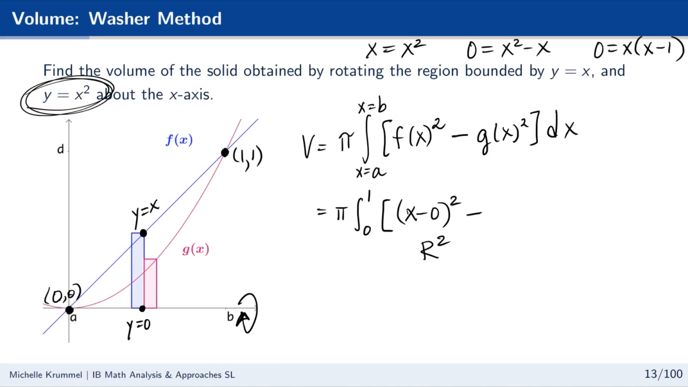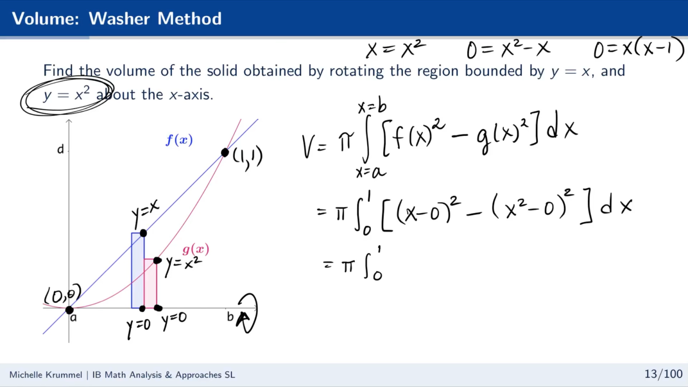Minus, and then for my inner radius, the empty space, we're going from here, and that's the y equals x squared, to here, which is also y equals 0. So x squared minus 0, that's top minus bottom for the vertical distance there, squared. That's my little r squared, dx. And we can simplify that. That's pi integral from 0 to 1, x squared minus x to the 4th dx.